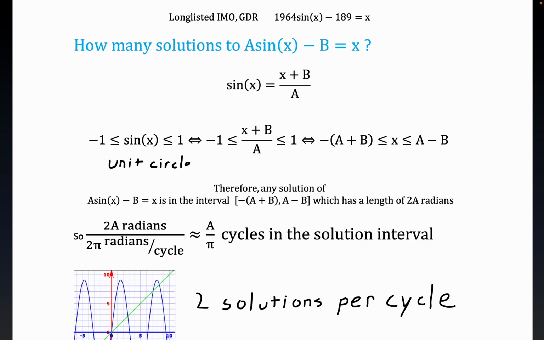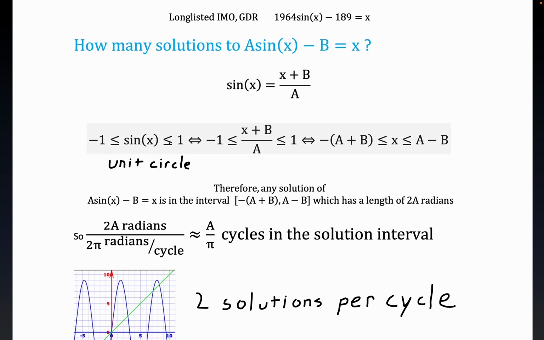Okay, now this is a long list problem, and it's, I guess, a combinatorics problem. You're counting the number of solutions as a function of these coefficients of sine x and the constant term a sine x minus b. And it's basically saying how many times does this trigonometric graph intersect the line y equals x, okay? Now, I rewrote it like this. It's clear you add b to both sides, divide by a, and you get sine x written like this.